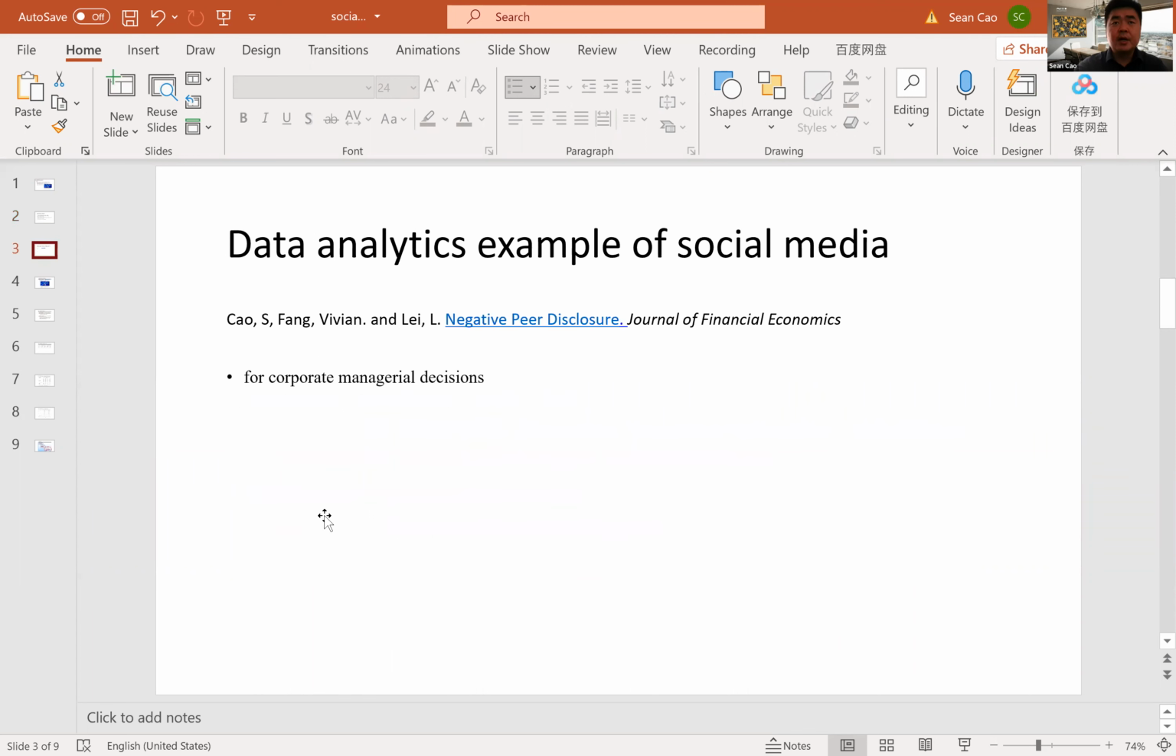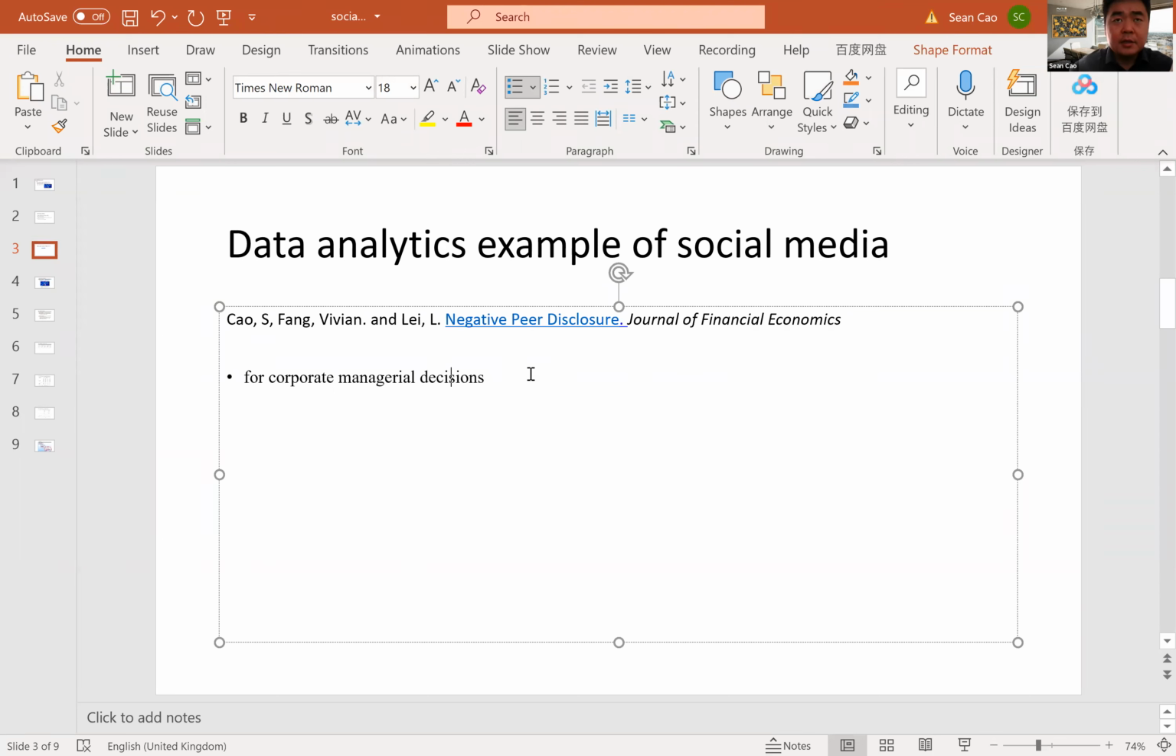Let's give an example. Let's use the Twitter example. The paper is to help both managers and the investors. So I will explain what the example is about. Basically, how to use the Twitter data to help managers and to help investors. We want to use the Twitter data to help managers' decisions and investor decisions in a project, negative peer disclosure. So this is one example.